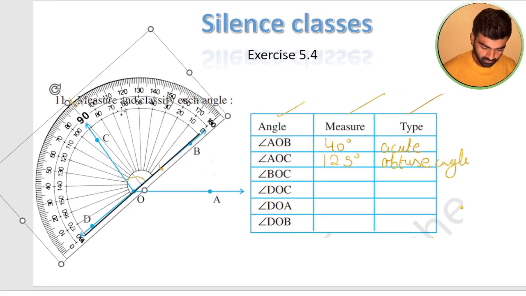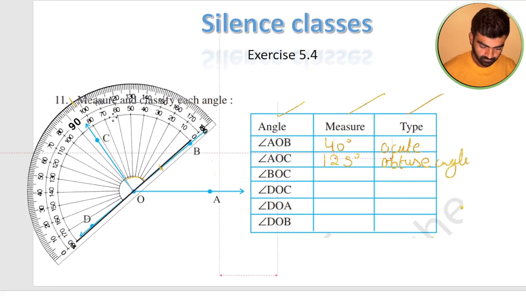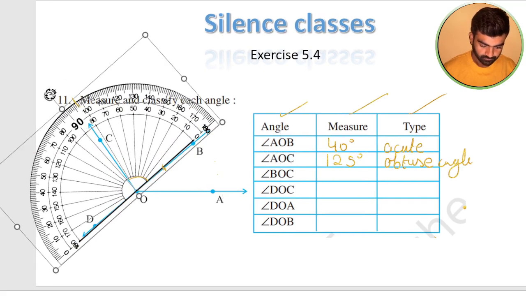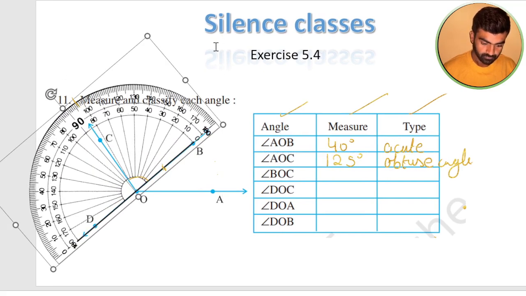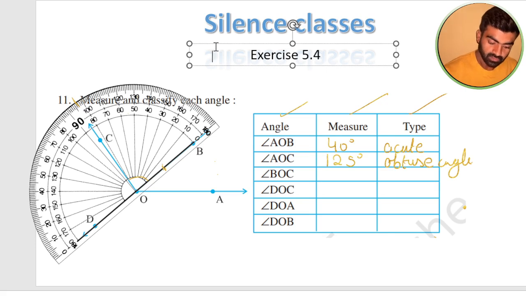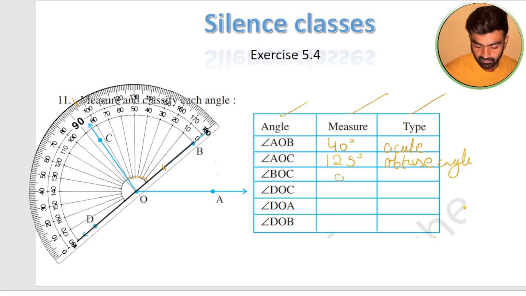Now you can check it out. 10, 20, 30, 40, 50, 60, 70, 80, and 85 degree angle. It is an 85 degree angle. And less than 90 degree angle is known as an acute angle. So this one is an acute angle.